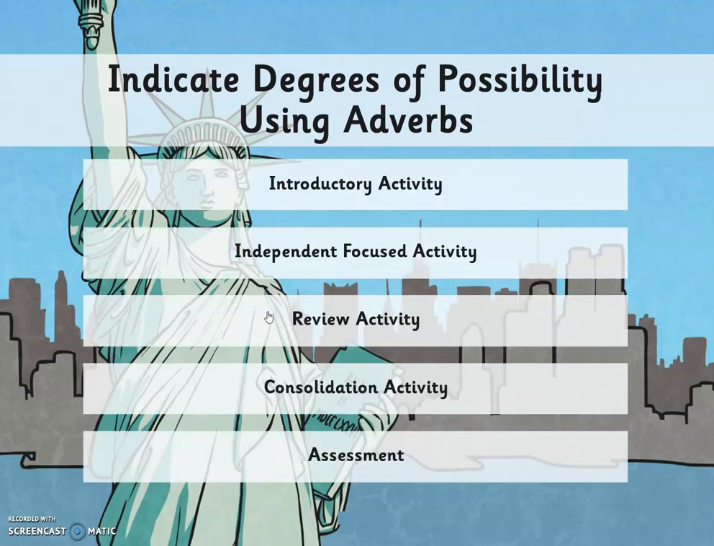So here we go. That's just the outline of what we're doing today. Ignore the assessment at the bottom. I want you to have a think about what indicating degrees of possibility means. What do I mean by that? Pause the video here, play it again once you think you've worked it out, and I will explain what I mean. So off you go.